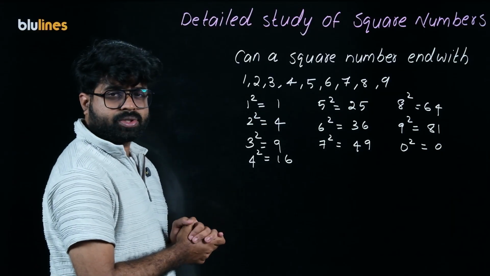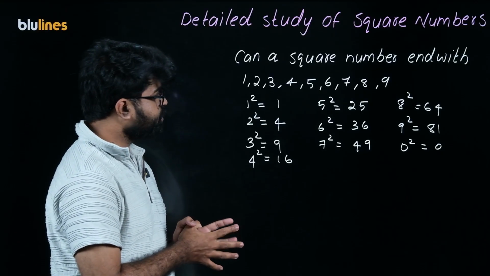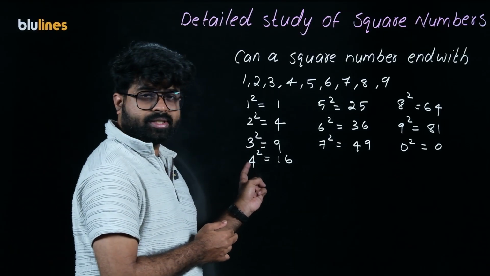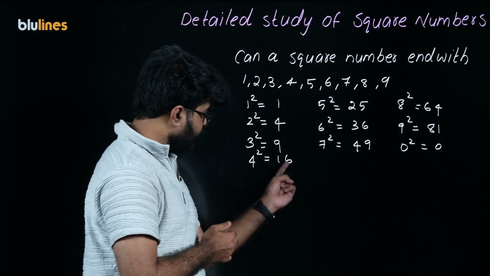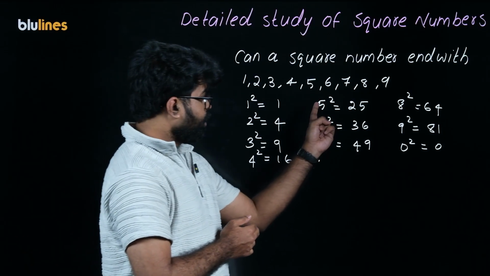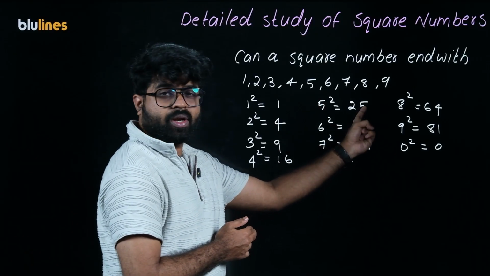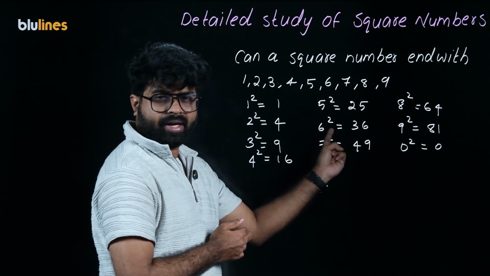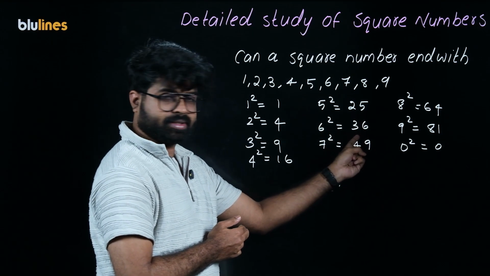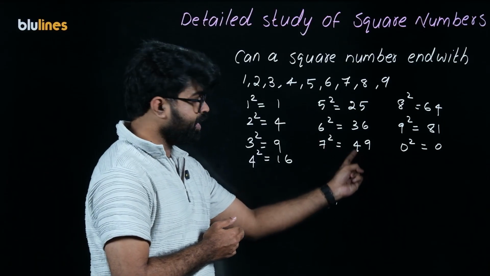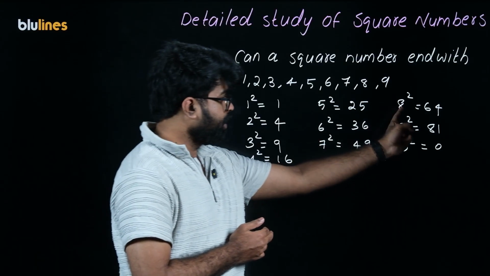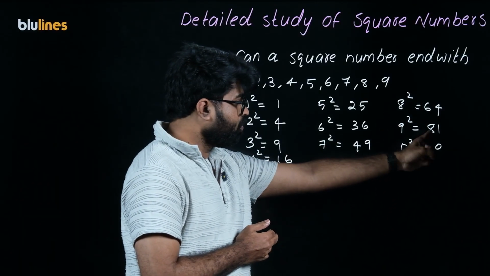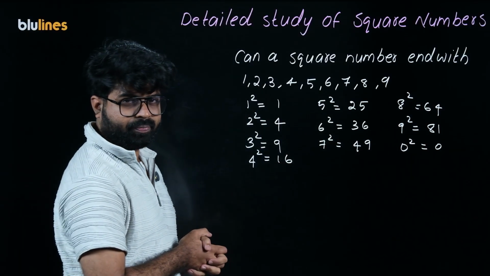1 square is 1, 2 square is 4, 3 square is 9, 4 square is 16, 5 square is 25. Here you can see that in the square of 4, the units place is 6. In 5 square, 5 will occupy the units place. 6 square also has 6 in the units place. Similarly, 7 square has 9 in the units place. 8 square will be covered by 4. 9 square has 1, and 0 square is always 0.